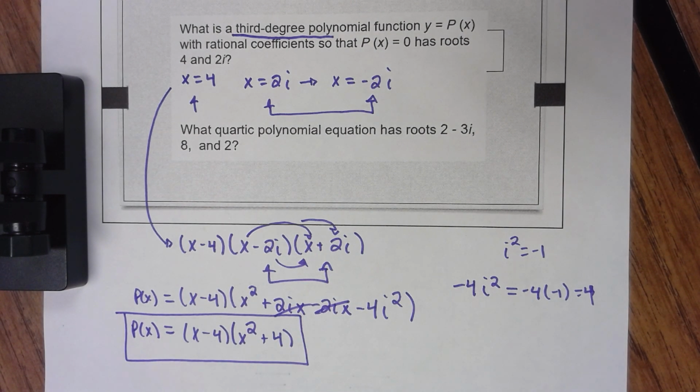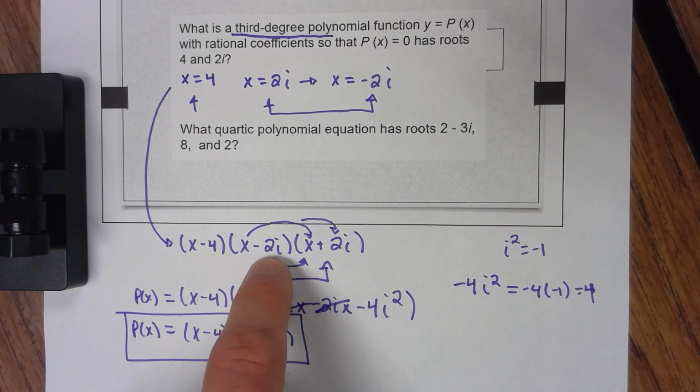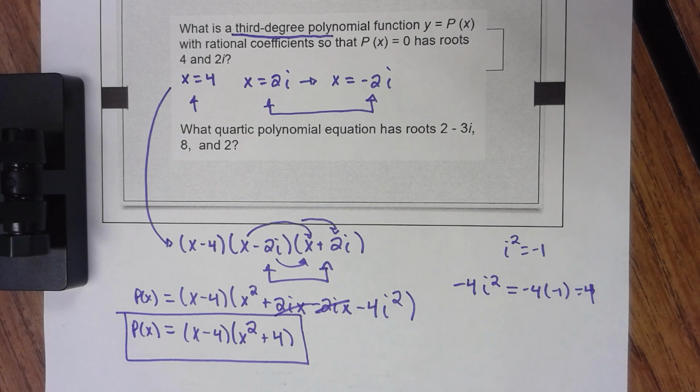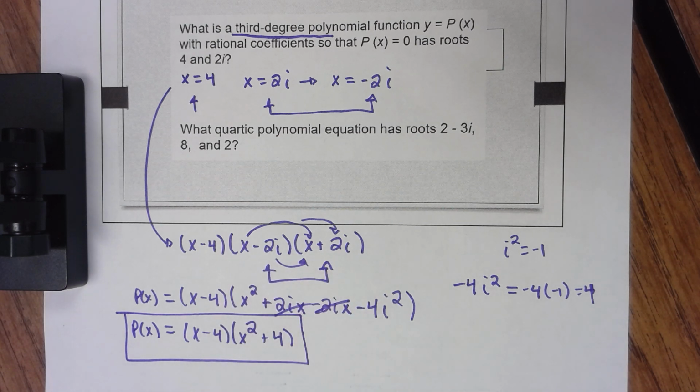When I do that, x times x is x squared. x times 2i is 2ix. Negative 2i times x is negative 2ix. And I have negative 2i times positive 2i, giving me negative 4i squared. That takes a little bit of thought because you have to know that i squared is negative 1. So really it's negative 4 times i squared, which is negative 4 times negative 1, which is positive 4.